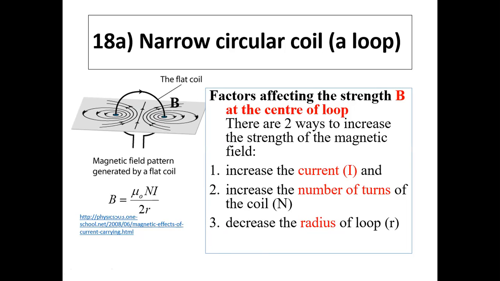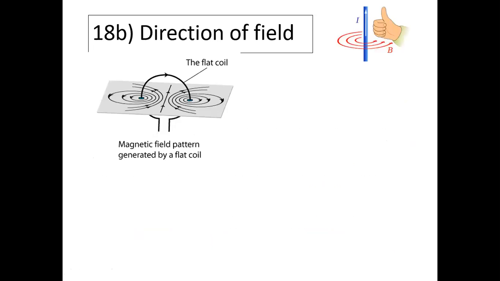So if you make the loop bigger, because the radius is larger, B at the center will be smaller. Right? Inversely proportional to R. Learn to read the formula, memorize it and use it. Direction of field.